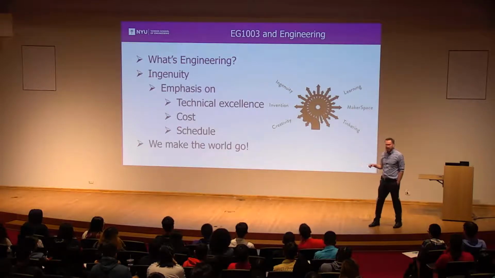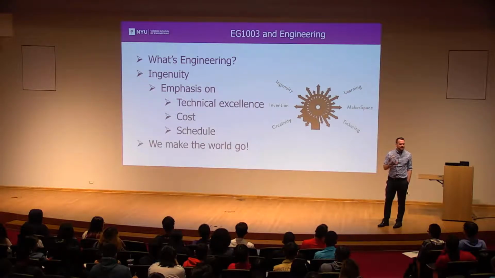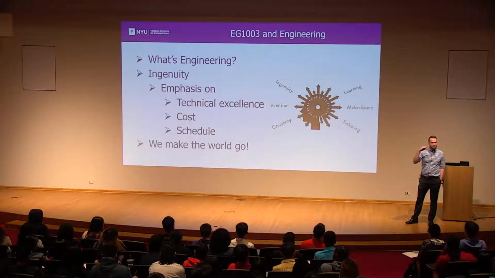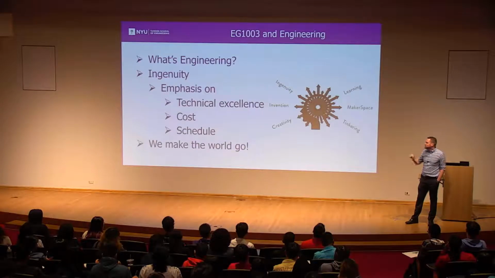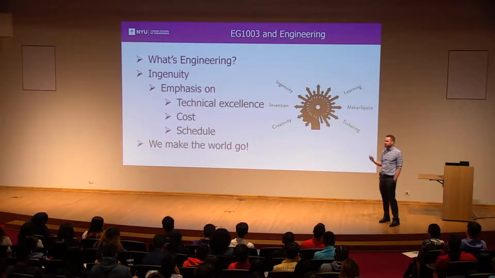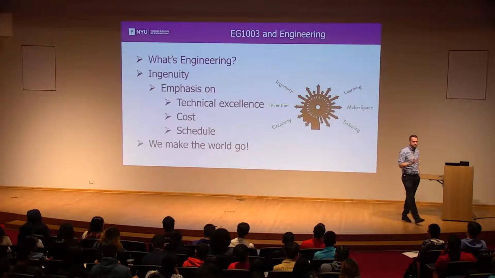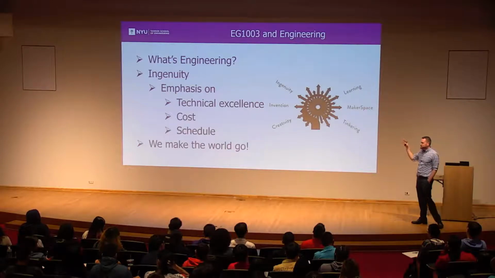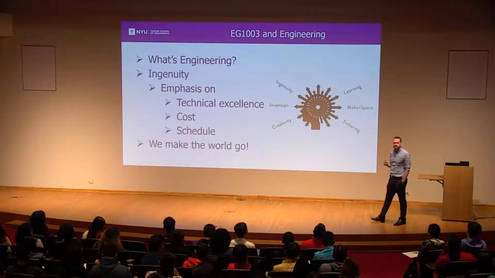And this idea that we, as engineers, we have a strong emphasis on making sure that we have technical excellence for everything that we design. So there's a lot that goes into the engineering design process in terms of research, looking at the right materials and resources that we need to execute a design, and then also paying attention to the costs and schedules.